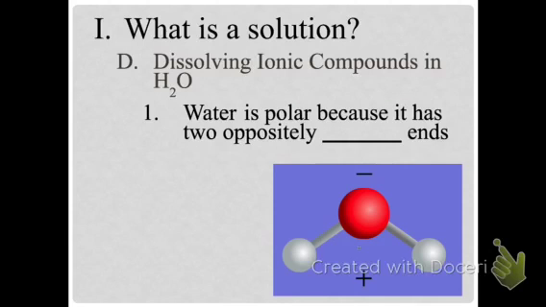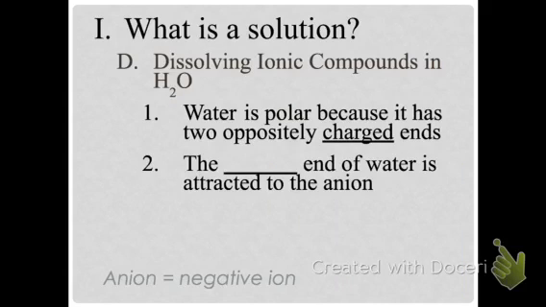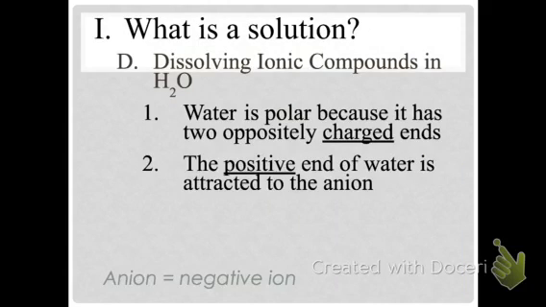So dissolving an ionic compound in water, and this is just something to pay attention to. Water is polar because it has two oppositely charged ends. As you can see, that red dot signifies oxygen, and that's your negative side. And then you've got your two positive ends with your white dots for your hydrogen. So overall, it's a zero charge, but you've got a positive and a negative end. So the positive end of water is attracted to the anion of a different part of the water.